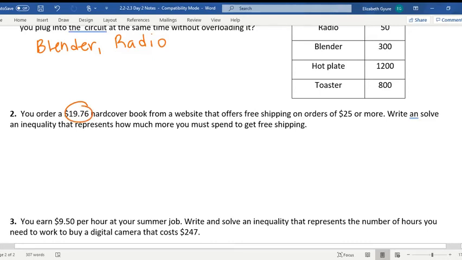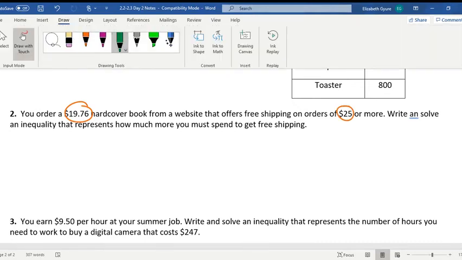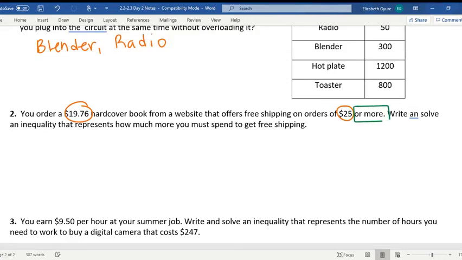$19.76. What else? $25. I think that's it. What about some math action words or some words that could help us write our inequality? Well, free shipping, yeah, but that'll be 0, right? We don't have to worry about 0. Ooh, yeah. On orders of $25 or more, right?